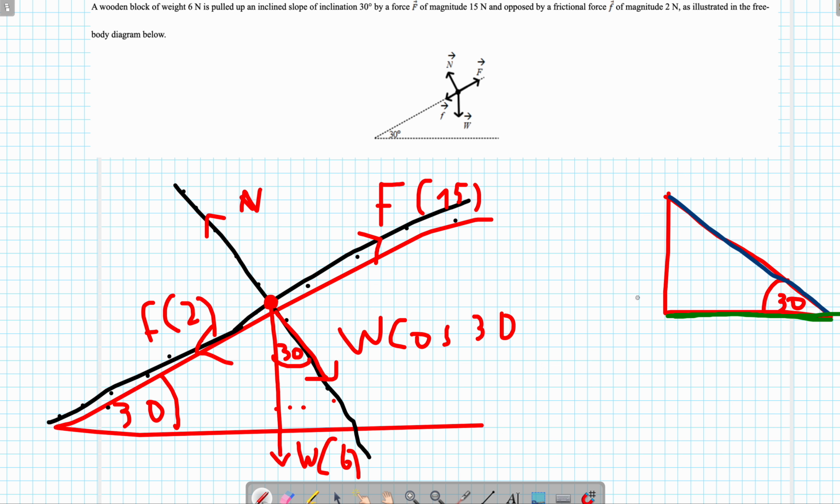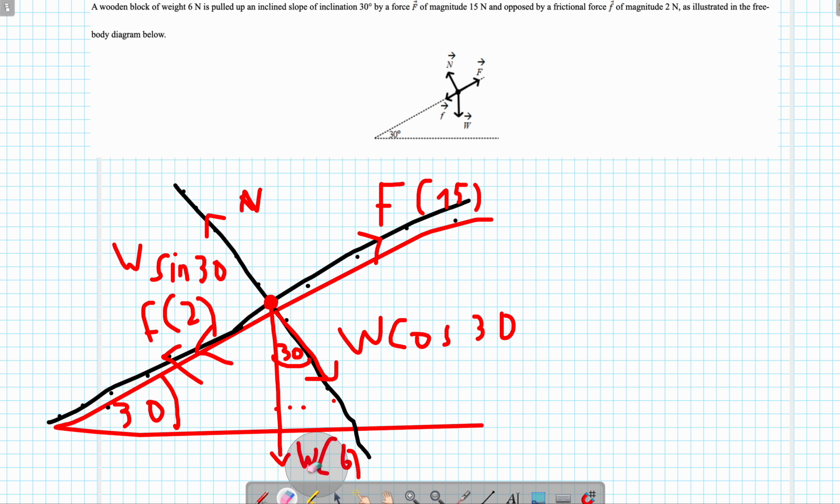Now there will be another force which will be vertical, right? Which is sine, because this yellow, which is the Y component, is opposite to 30. So over here, on top of the friction, we have W sine 30. The question asks for the sum of the forces on the plane, which is X.